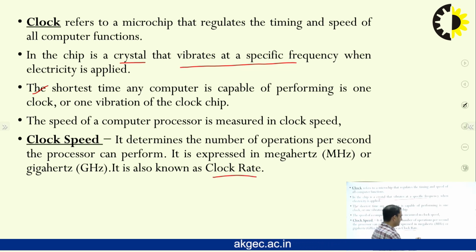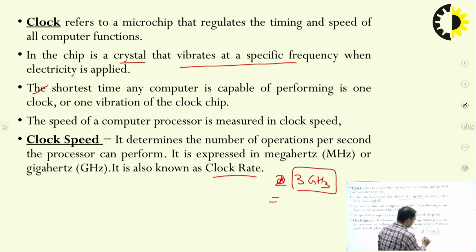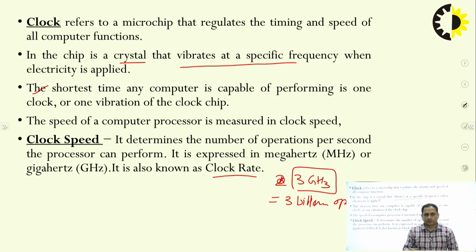Just for example, if we have a laptop where the clock speed is 3 gigahertz, the significance of 3 gigahertz is that this is equivalent to 3 billion operations per second. Okay, 3 billion operations per second. So in this way the clock speed can be calculated.